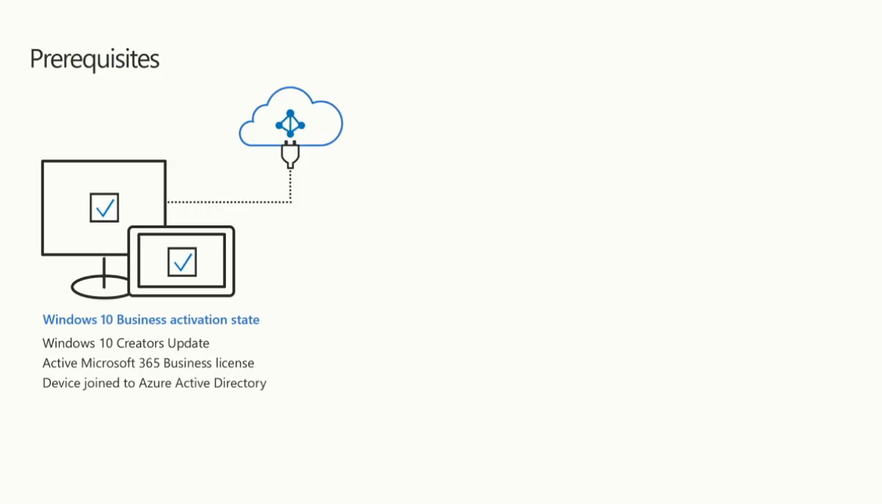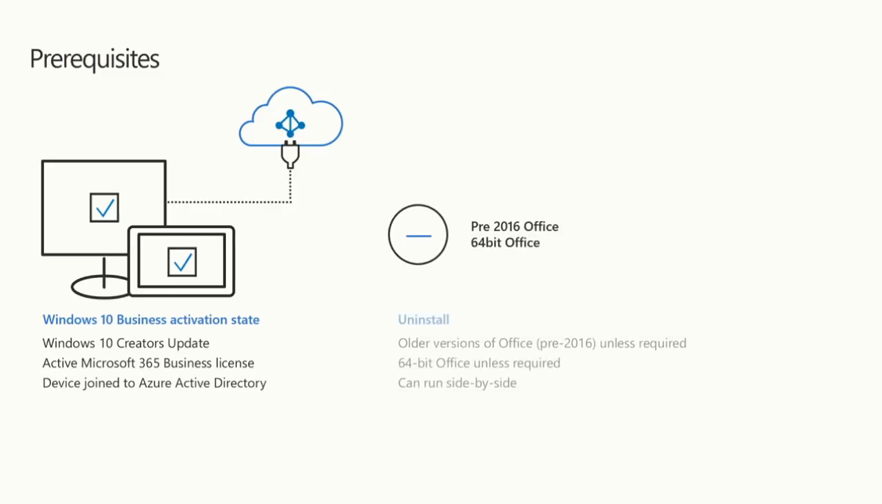We've talked about the prerequisites. Essentially, the Windows 10 device needs to be in the Windows 10 business activation state, which implies Pro Create to Update, AAD join, and a Microsoft 365 Business license. Some guidance to ensure this happens without any hitches: if you have 64-bit client apps, it might be worthwhile to see if you really need them, and if not, uninstall them, and then the 32-bit client apps get installed automatically. If you leave the 64-bit apps, then the install doesn't happen.